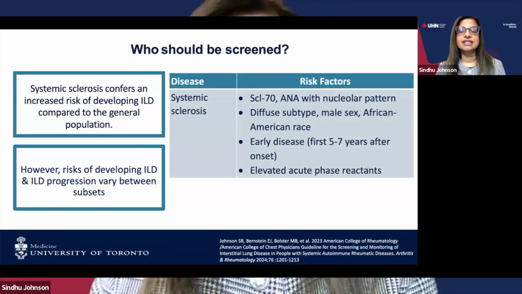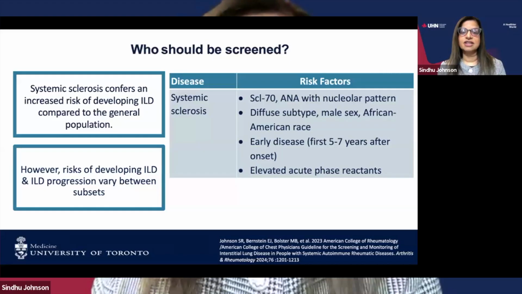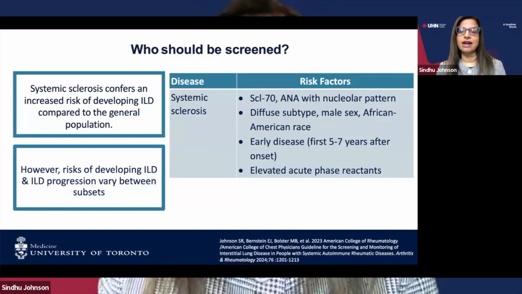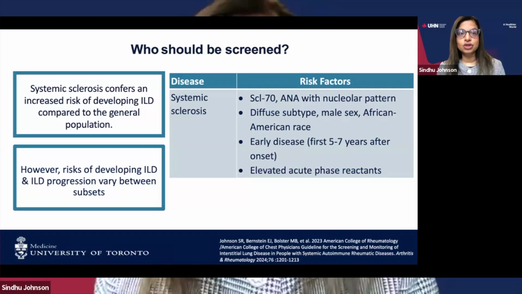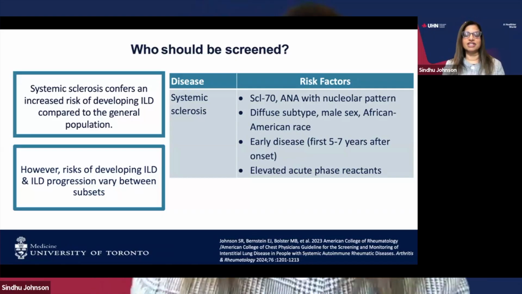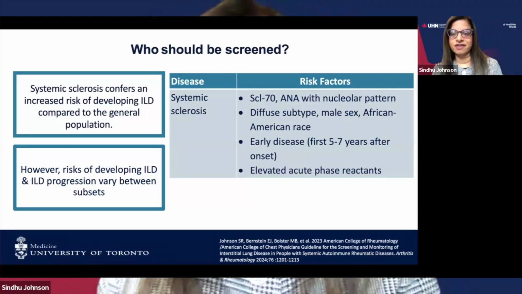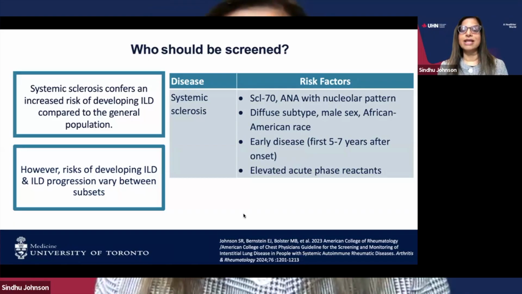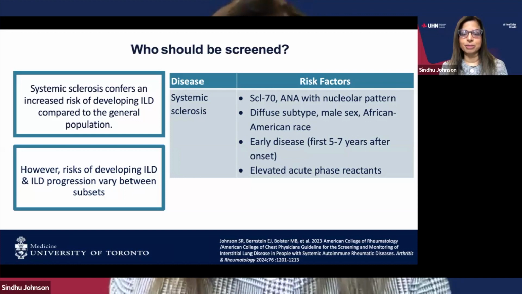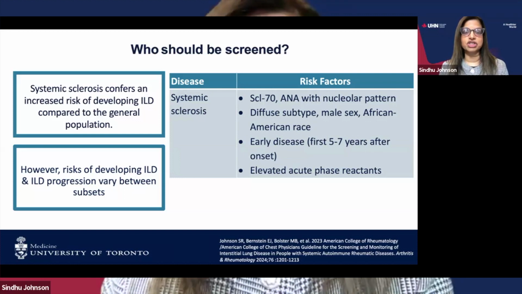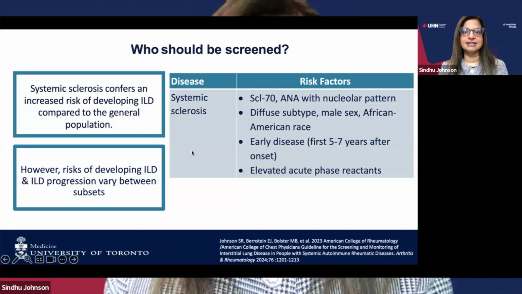In the document, we outline a number of risk factors for developing interstitial lung disease and progression of interstitial lung disease. These include autoantibodies, such as SCL-70 and anti-nuclear antibodies with nucleolar pattern, the diffuse subtype, male sex, African American race. Patients with early disease, that is the first 5 to 7 years after onset, are at increased risk of developing ILD, and those with elevated acute phase reactants, such as ESR and CRP, also confer an increased risk of developing ILD and disease progression.